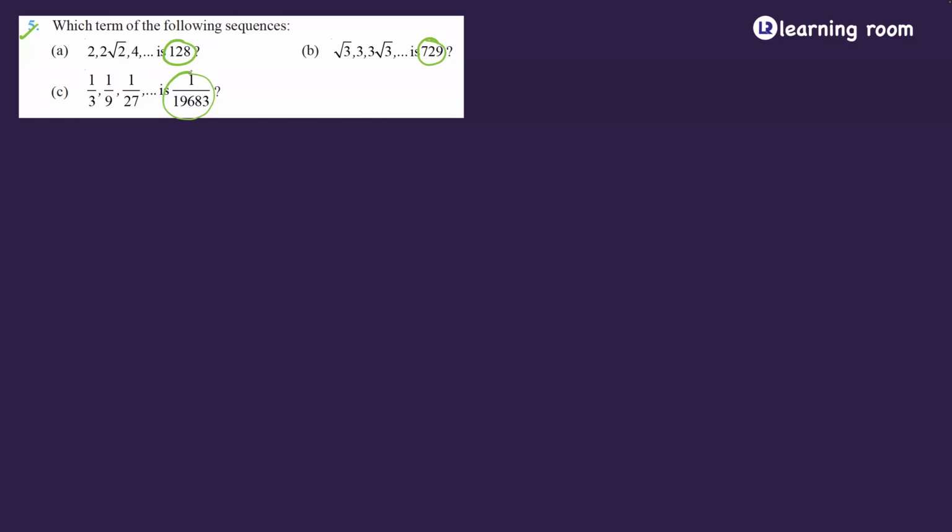So if you observe this, for the first question, what is the value of A? A is 2, and R is equal to 2 root 2 divided by 2. 2 and 2 will get cancelled. R is going to be root 2. Am I clear with this? So R is going to be root 2.